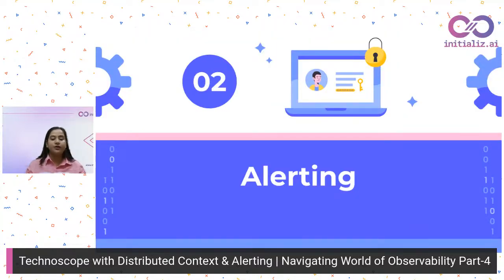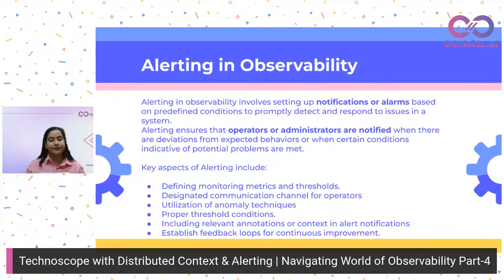Now let's move on to our highlight, that's alerting. Since we are talking about logs, metrics, and traces, what will we do if we are not getting the information on time? That's why alerting is equally important as these three. As I said, alerting in observability involves setting up notifications or alarms based on predefined conditions to promptly detect and respond to issues in a system. It is more like a fire alarm, and it goes off as per your thresholds.